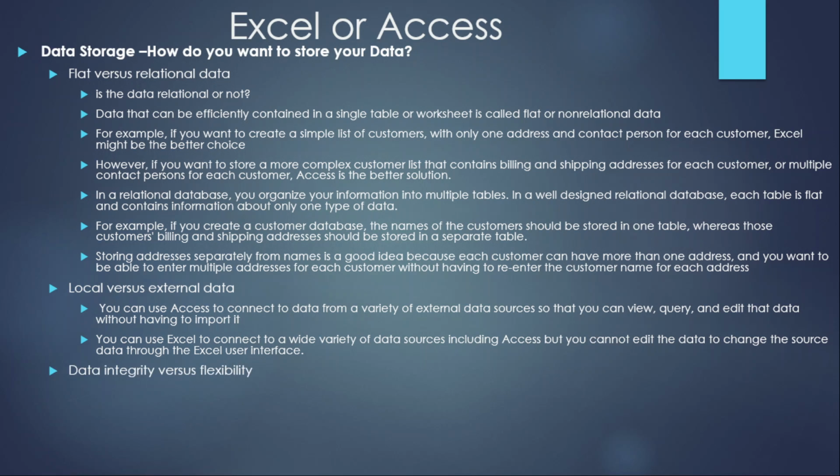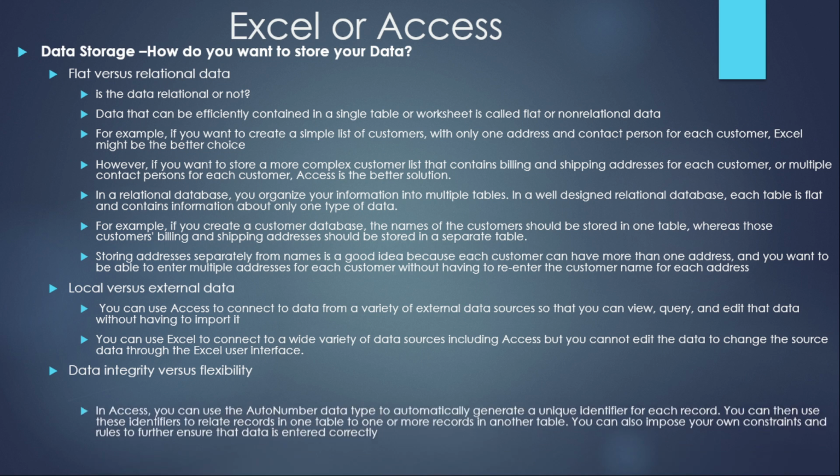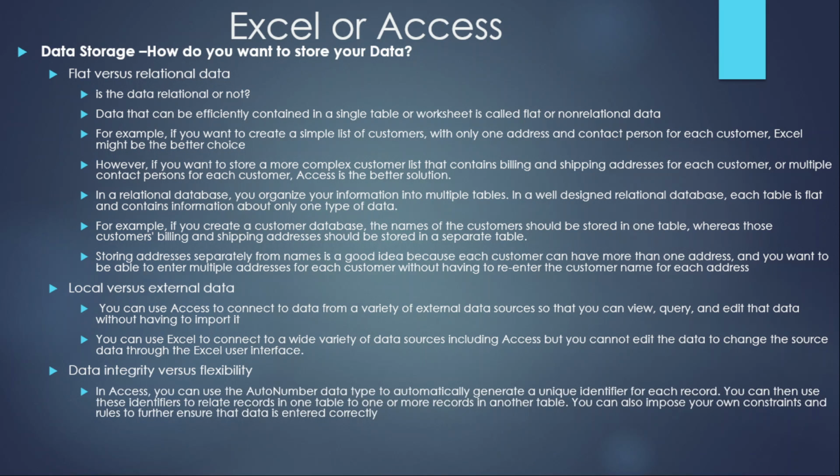The other thing that you can look at is data integrity versus flexibility. What is your interest? Is it the integrity of the data or the flexibility of it? How accurate is it supposed to be? In Access, you can use the AutoNumber data type, which is not available in Excel, to automatically generate a unique number for each record. So every entry you make will have a unique identifier, meaning you will not be able to repeat that entry the way you have entered it.